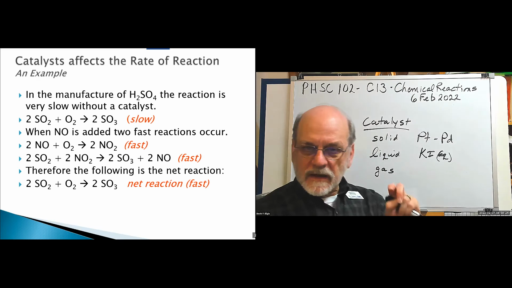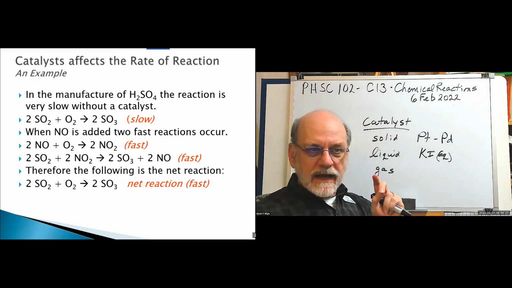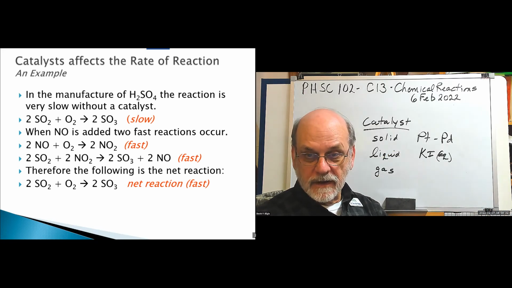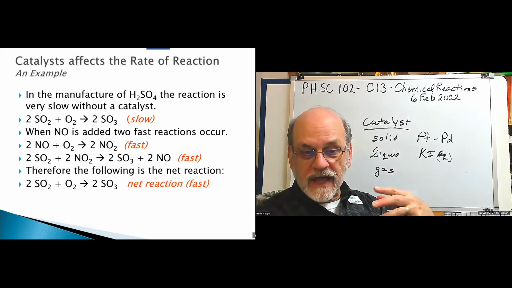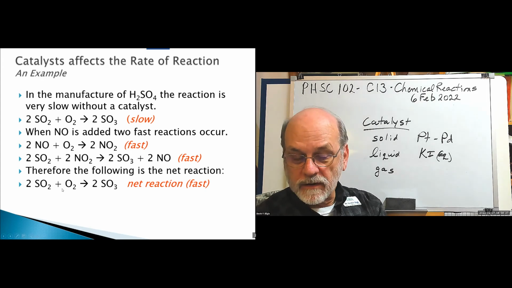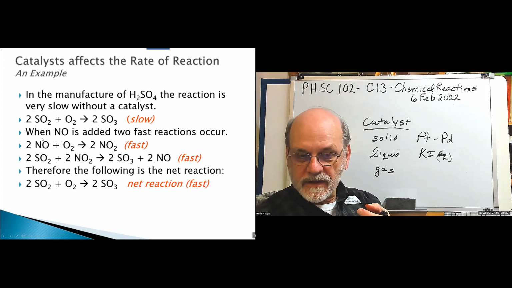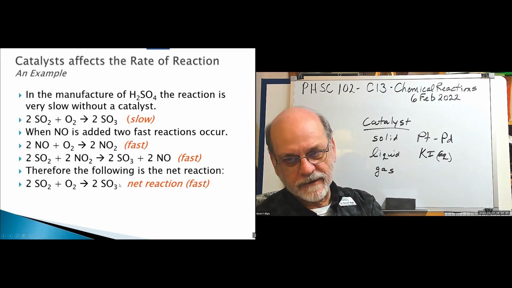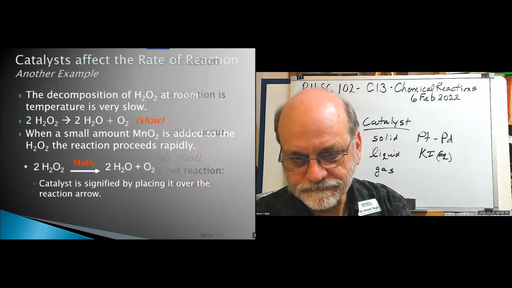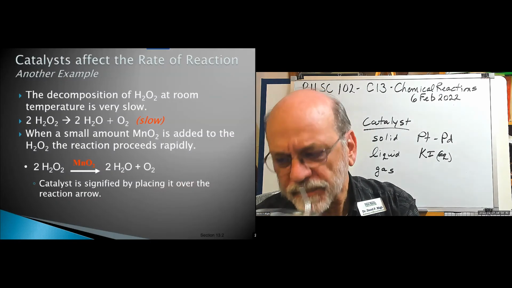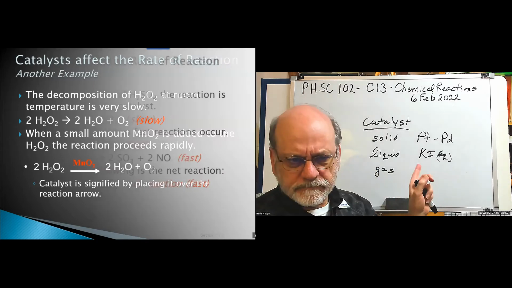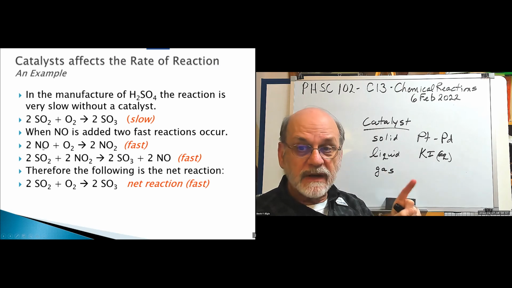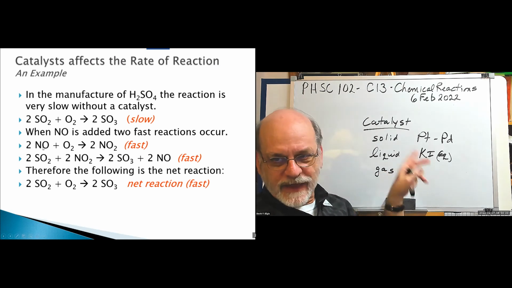In fact, the key to catalysts is a catalyst provides an alternate pathway for the reaction. From the outside, it looks like that's the same reaction as it was before. But with the catalyst, it goes through a different pathway to get there, and a faster pathway. So I think that answered my question. Yes, sulfur dioxide is a gas. Nitrogen monoxide is a gas. So that's an example for the gas.